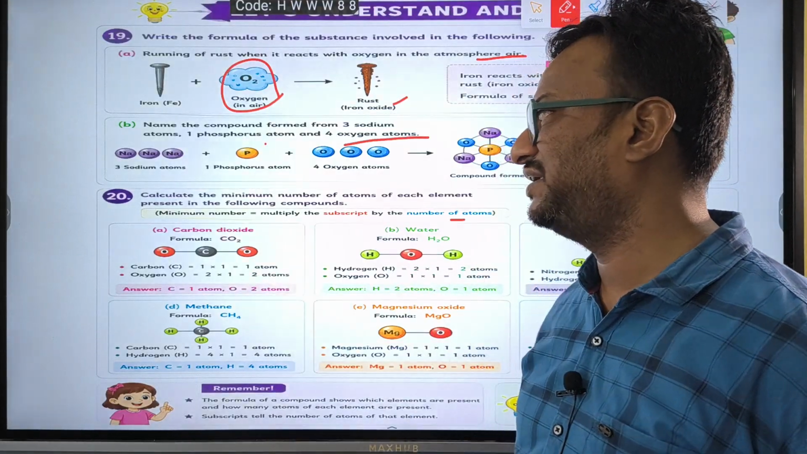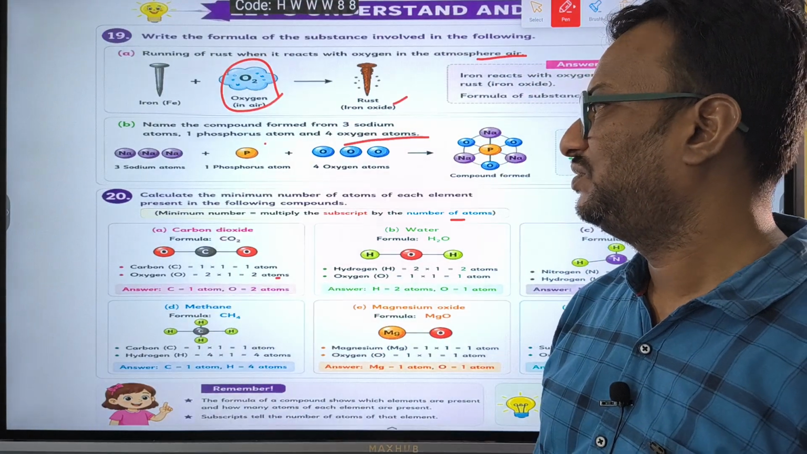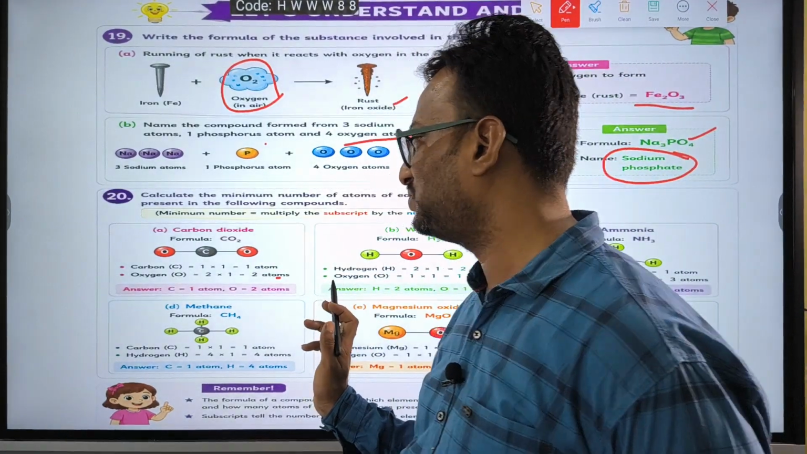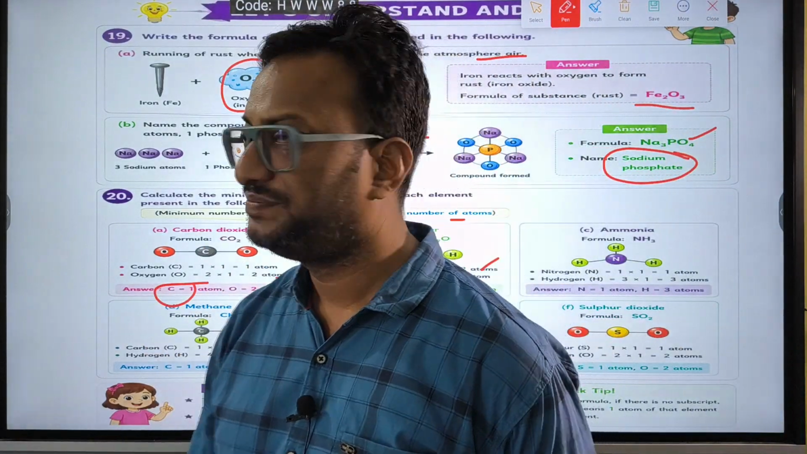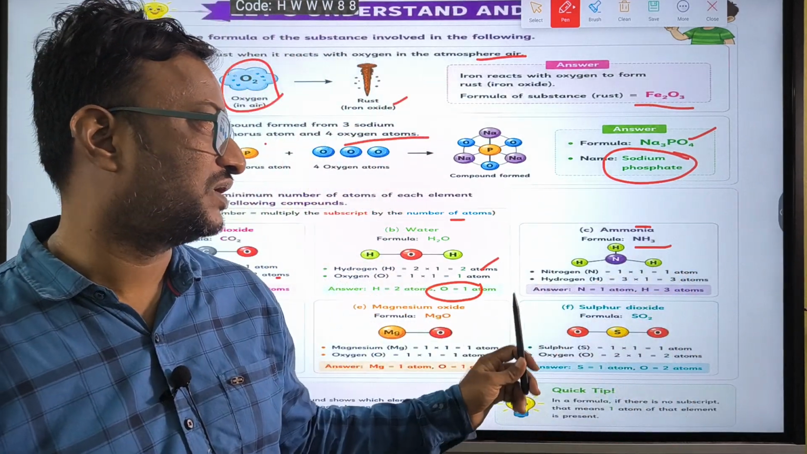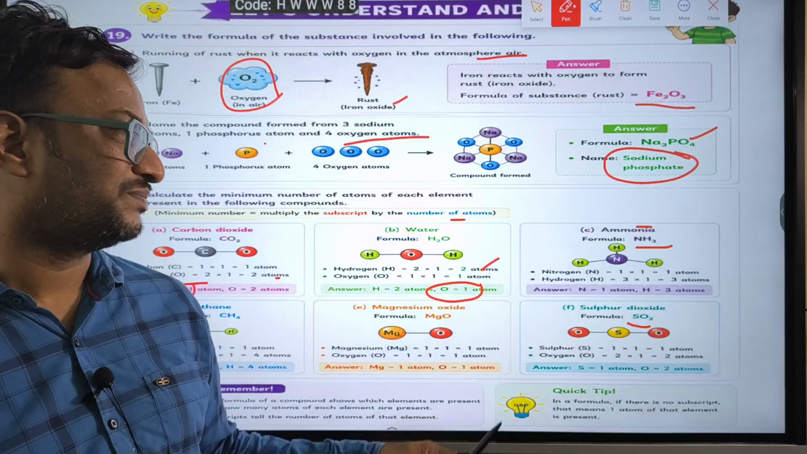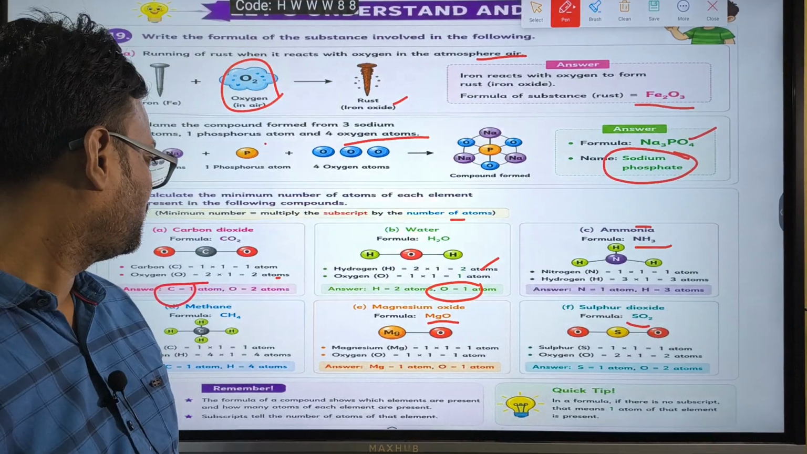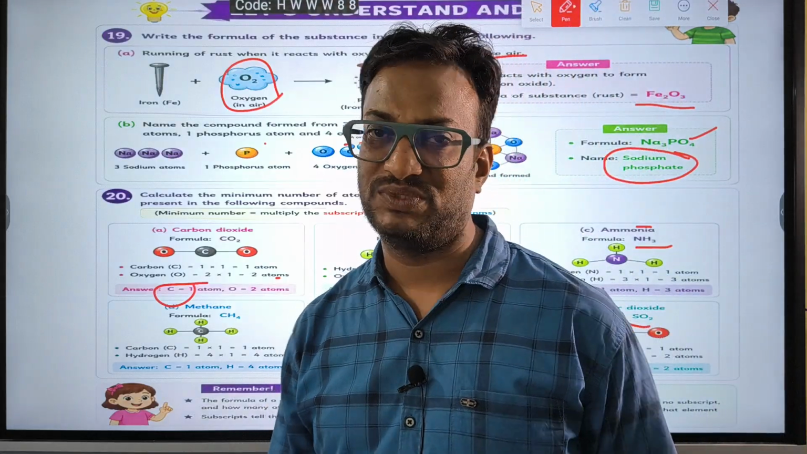See, carbon dioxide: carbon 1 atom, oxygen 2 atoms. Water molecule: hydrogen 2 atoms and oxygen 1 atom. So the minimum number is oxygen 1 atom. Here the minimum number is carbon 1 atom. In ammonia, the minimum number is nitrogen, only 1 atom. In sulfur dioxide, the minimum number is sulfur, only 1 atom. In magnesium oxide, MgO, both have only single atoms. In methane CH4, carbon has fewer atoms.